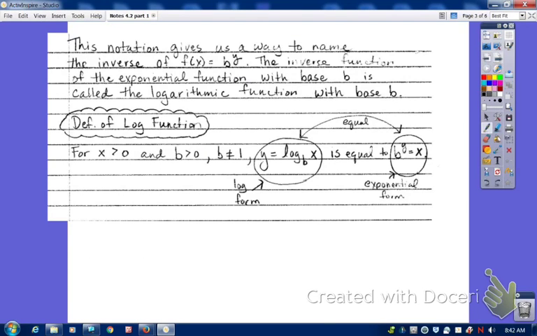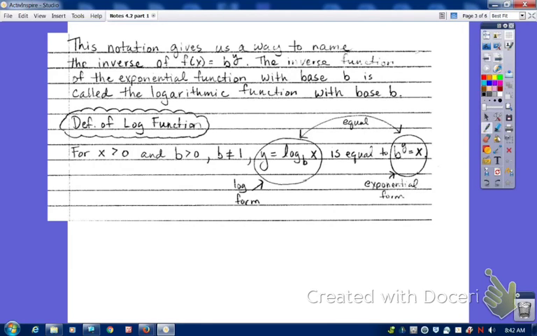This log notation gives us a way to name the inverse of f of x equals b to the y. The inverse function of the exponential function with base b is called the log function with base b. If you have taken the ACT before and you have seen some log problems pop up, you're like, what in the world are these? Okay? They are not that hard. It's just something that you don't learn until you get to Algebra II. Okay? So here's the definition. It's much easier than what you're thinking right now because I've been making you read all the definitions.